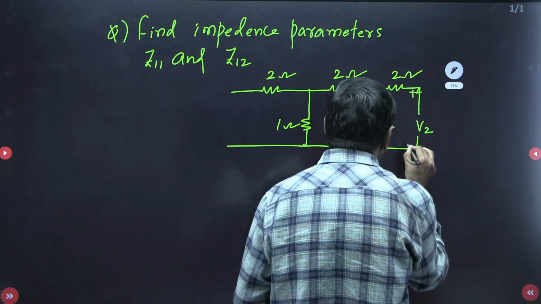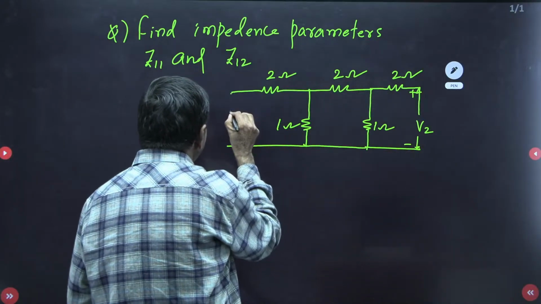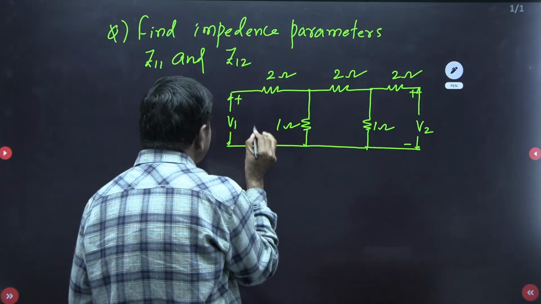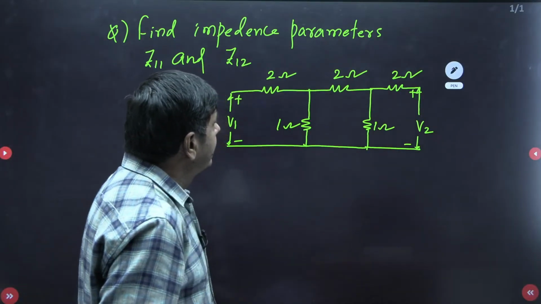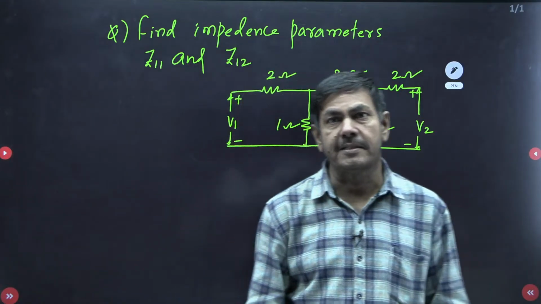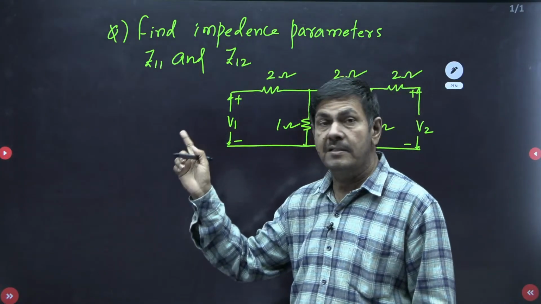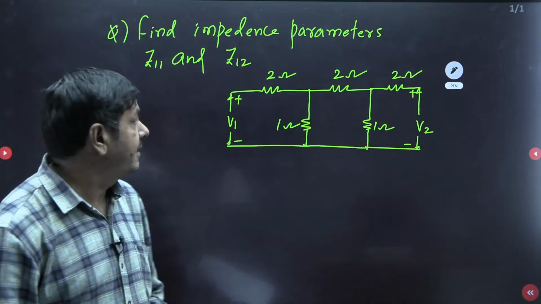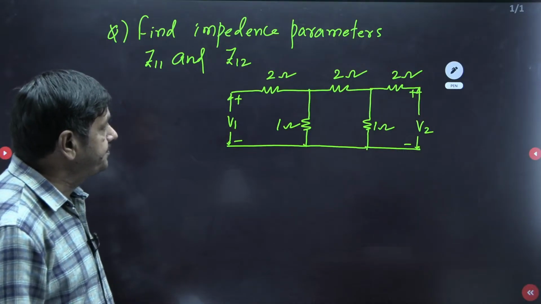This is plus, this is a minus. This voltage is given V1, plus minus. But it is asking to find only two Z parameters. One is Z11 and Z12. These two are needed. How we can calculate these values?